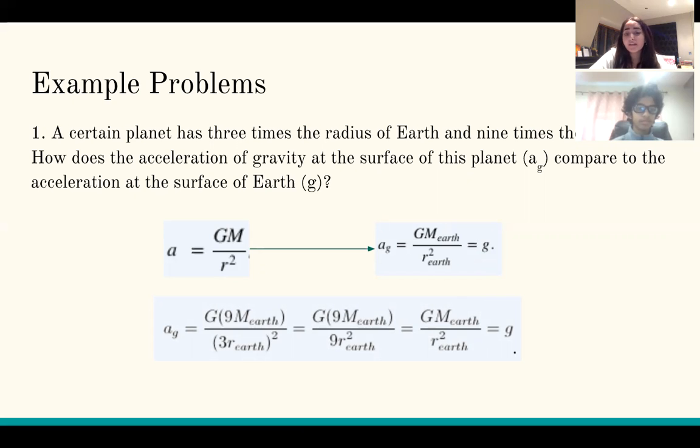As we simplify the equation, we can see that the 2 9s cancel out, and we result in the exact same equation as we did for Earth. For this very reason, interestingly, the acceleration a sub g of the second planet is exactly the same as that of the Earth, even though it has a different mass and a different radius.